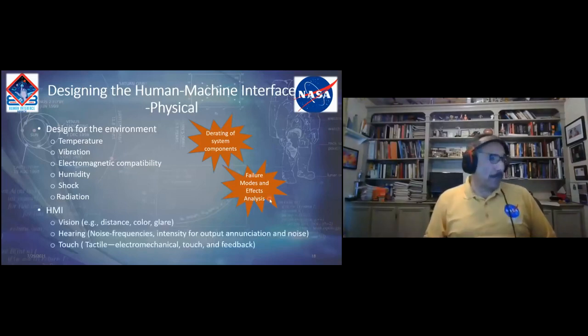And then the human-machine interface, vision. How far are you away from a display? What are the colors? The glare. Okay, the glare is if the sun is shining on the display, can you still see the display? Hearing, noise frequencies, intensity output, announcing tones and noise. If you're announcing a tone that cannot be heard and it's an emergency tone, your astronaut is in trouble.